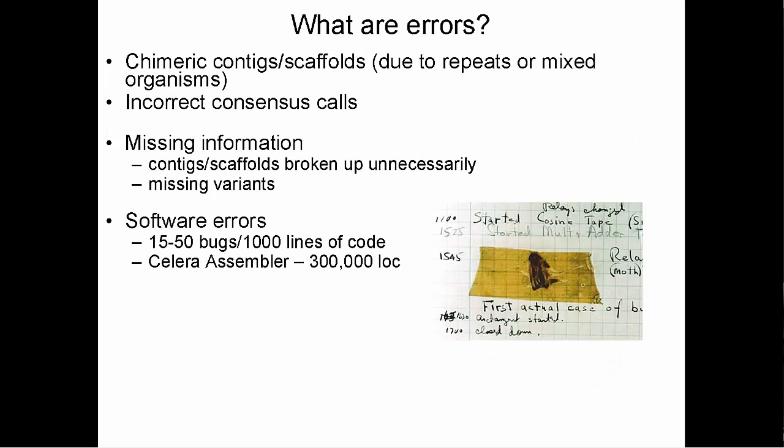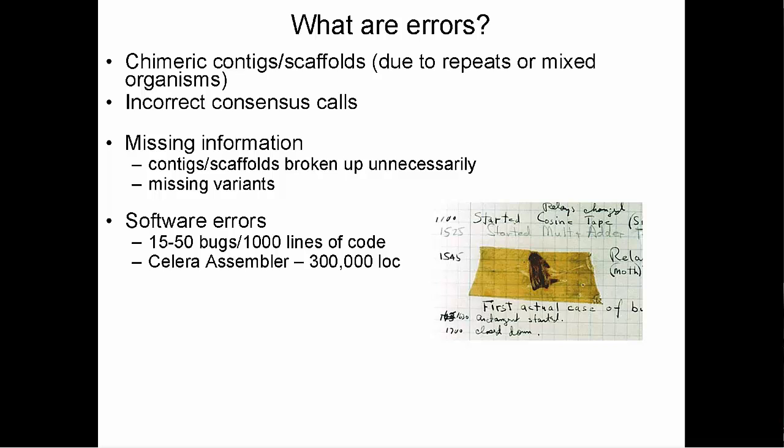There are many kinds of errors that can make their way into assemblies, such as misjoins or chimeric contigs, incorrect estimates of the consensus sequence, and missing information, such as gaps or fragmented contigs. Such errors are at some level due to the inherent complexity of assembly and imperfections in the data. It is important, however, not to forget another common source of errors: computer bugs.